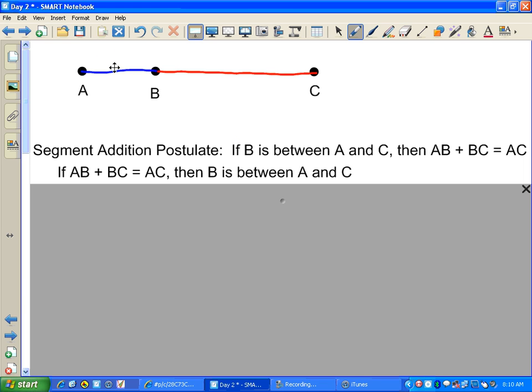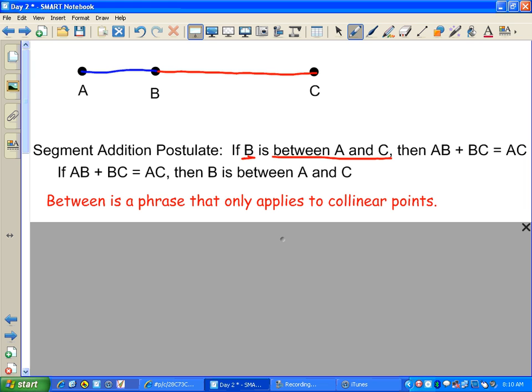The segment addition postulate is going to allow me to say that, well, if I take AB and add it to BC, that's AC. Okay, but in order to do that, the first thing I have to know is that B is between A and C. And the word between is a phrase that implies that they're collinear. So when you hear the word between in geometry, it means they are on the same line together. So a version of between that does not work.